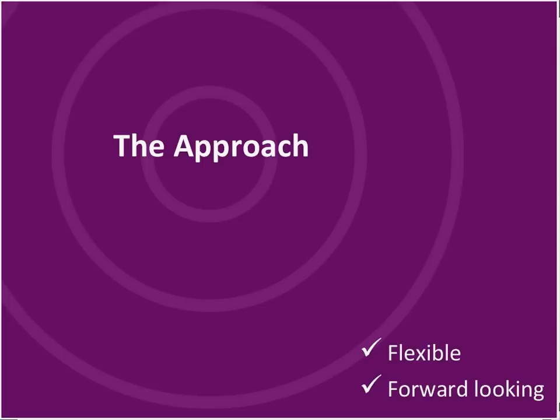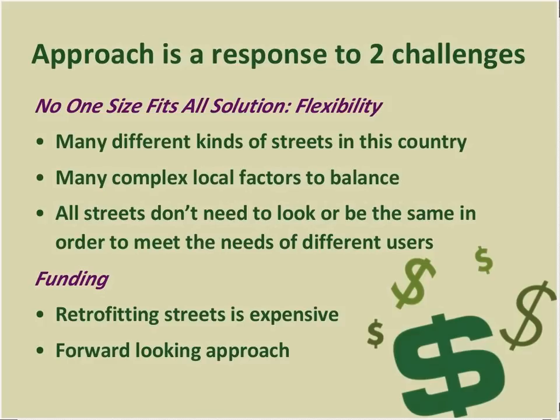First off, what is the approach that we've taken in developing these policies? There are two main ideas to it. First, the policies are flexible. They provide significant flexibility to communities and leave decisions about what features are going to be put on what streets up to communities. They're also forward-looking. They're focused on new streets and the planned reconstruction of streets rather than retrofitting all the existing streets.